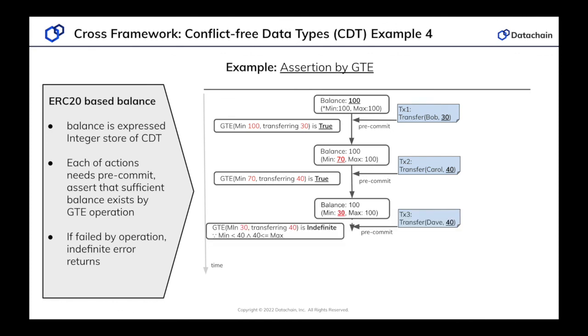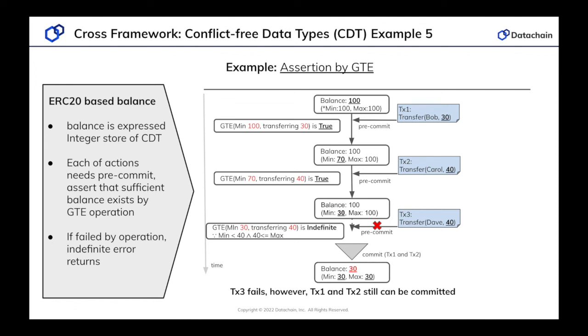100. Then try to submit transaction 3, transfer 40 to Dave. The result of the comparison of minimum balance 30 and transferring 40 by GTE must be an indefinite error, because minimum balance 30 is not greater than 40, but maximum balance 100 is greater than 40 and it's under a pre-commit condition. That's why an indefinite error is raised. In the end, the final balance must be 30 by committed transaction 1 and transaction 2, but these transactions have options to commit and abort.